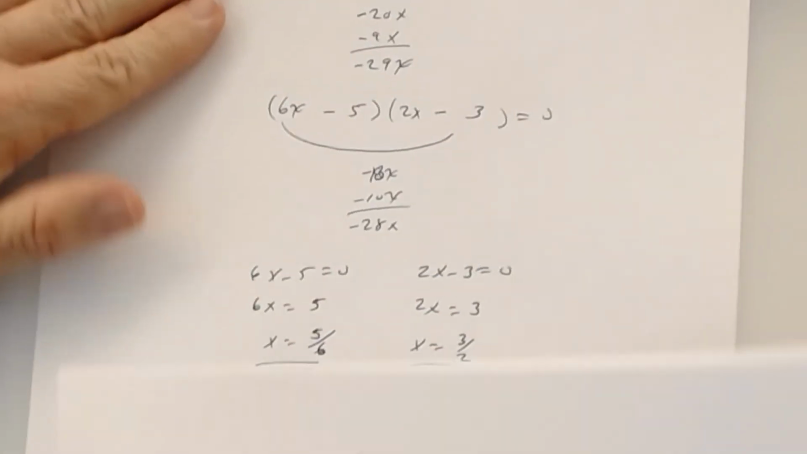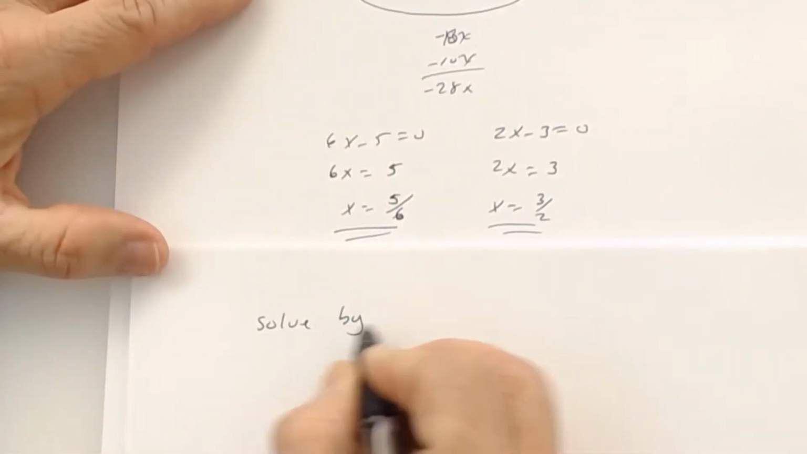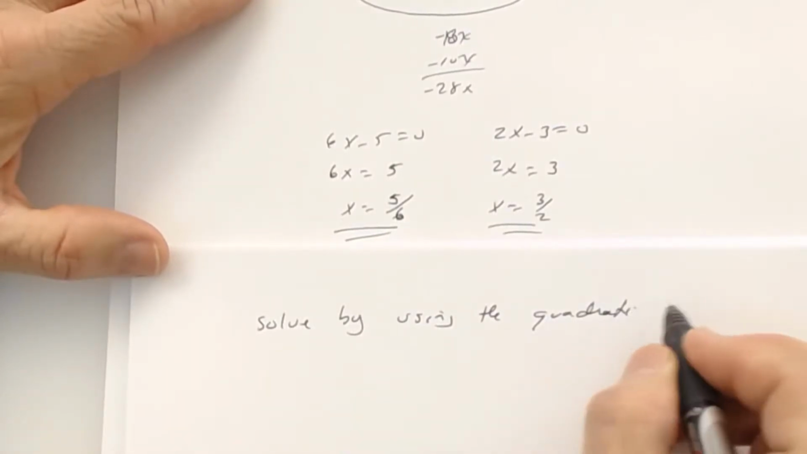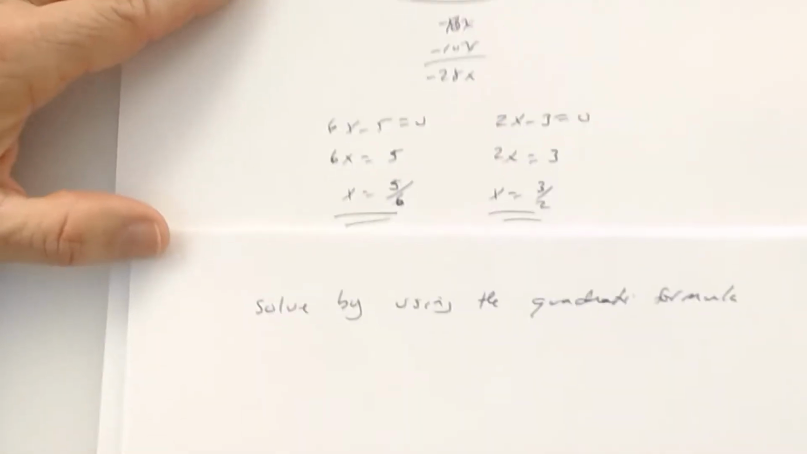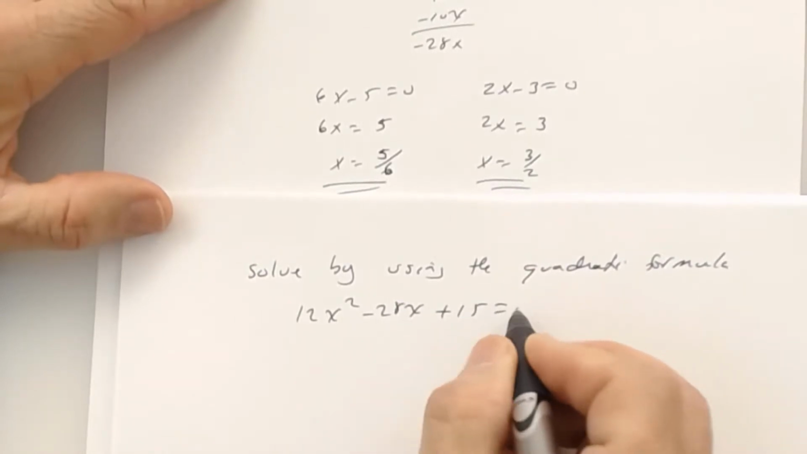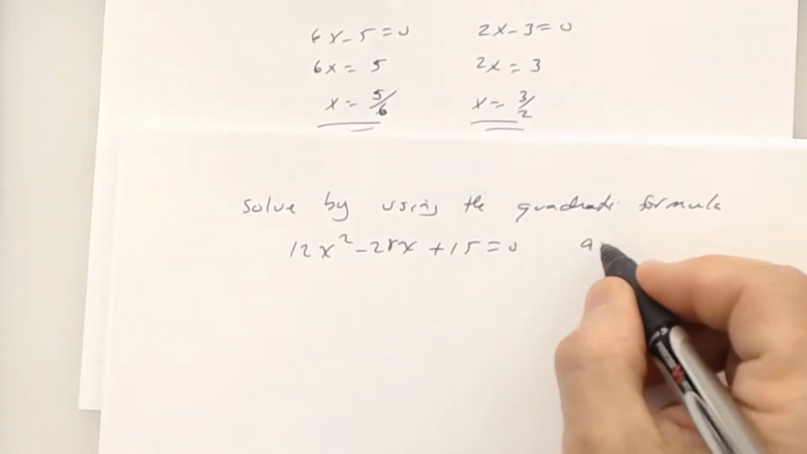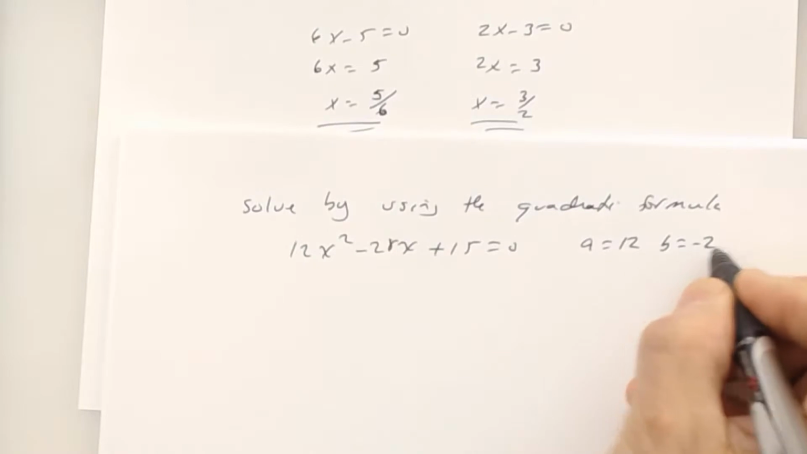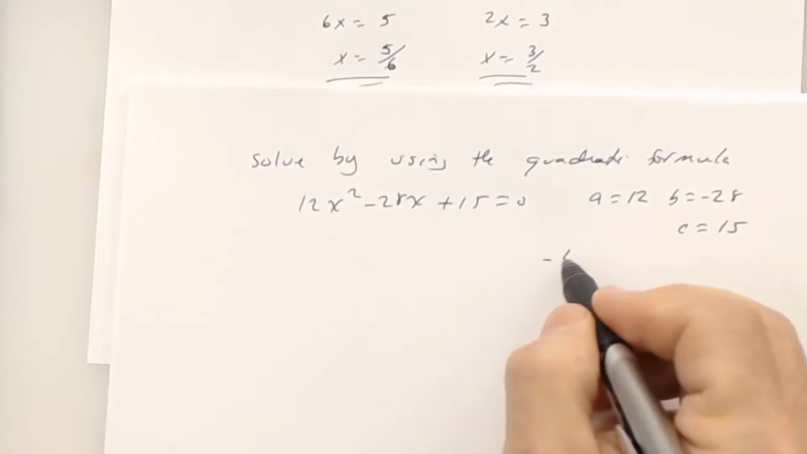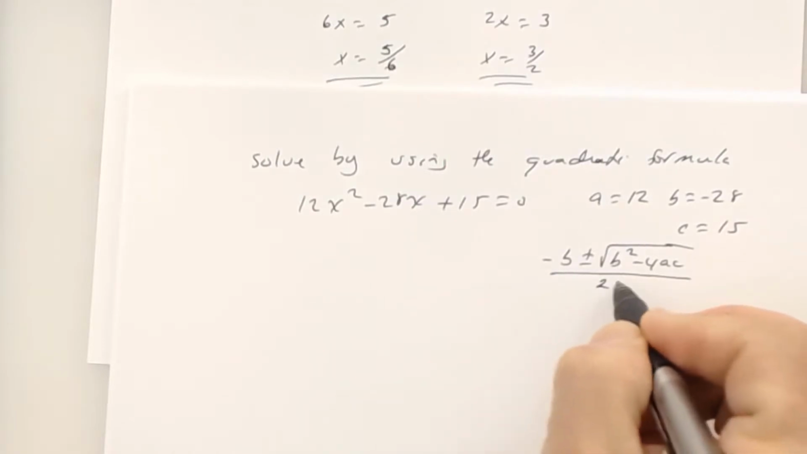Now let's go back and do the same problem, but this time let's use the quadratic formula. 12x squared minus 28x plus 15 equals 0. All right, so if I'm going to use the quadratic formula, remember we've got to determine a, b, and c. What's a? 12. b? Negative 28. And c? 15. So remember, the quadratic formula is negative b plus or minus the square root of b squared minus 4ac, all over 2a.